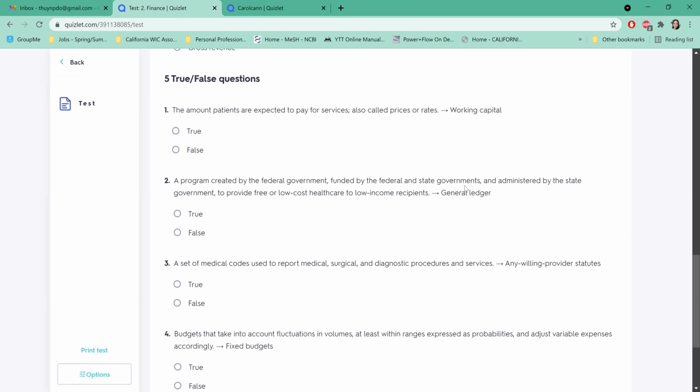Great. So transitioning to true false. Number 1, the amount patients are expected to pay for services, also called prices or rates, is considered working capital. Is that true or false? F, false, Foxtrot. Thank you.